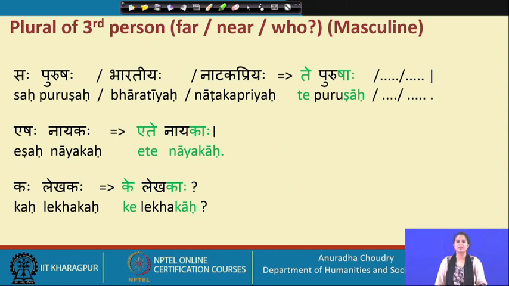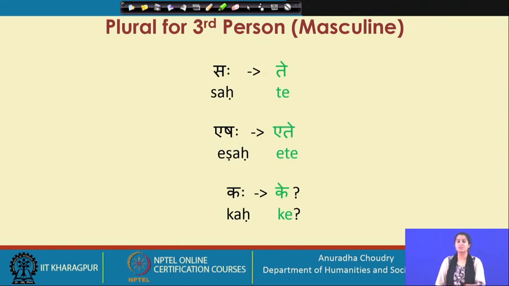If you look at the words that we've already looked at, we see that there is some kind of a pattern. So saha becomes te, eshaha becomes ete, kaha becomes ke. So we have ke lekhakaha. Which writers or who other writers? Ke lekhakaha. So putting it together now for you, saha te, eshaha ete, kaha ke.